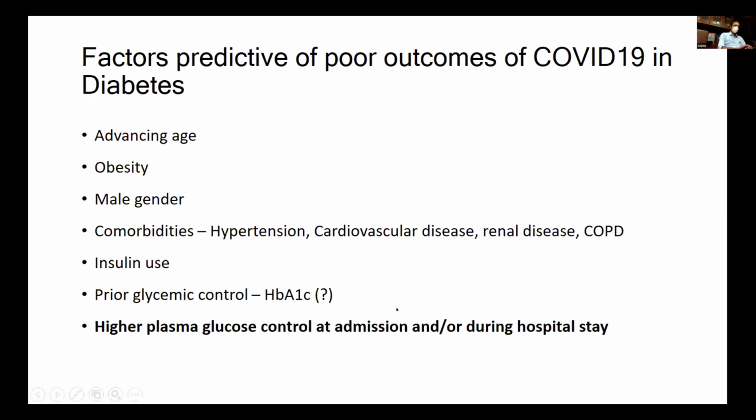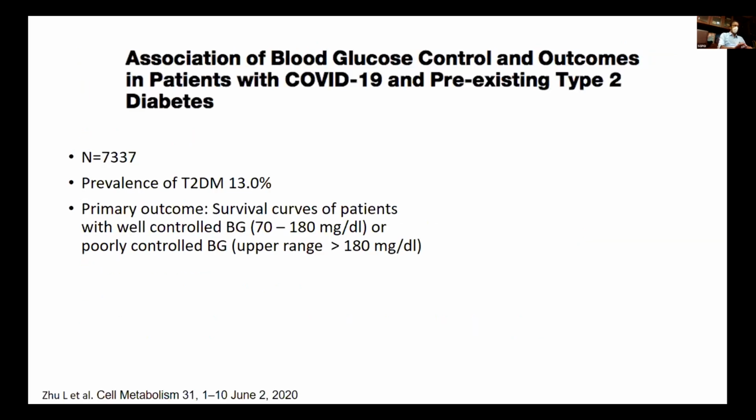Another factor I would like to highlight, that's why I have kept it towards the end. It is completely modifiable. It is in control of our hands. This is the blood sugar control during the hospital stay. Those who are involved in management of COVID patients might have seen when these patients come to hospital, they usually have a very high blood sugar. If these blood sugars are not controlled, there is a very good chance that those patients will have a severe disease. It is well proven in a very large study.